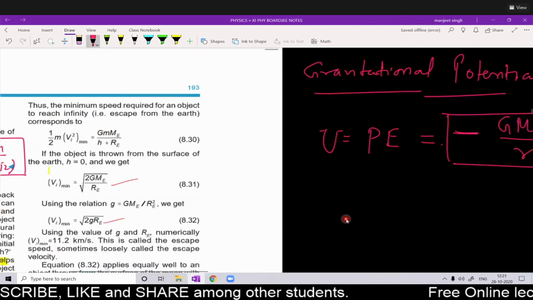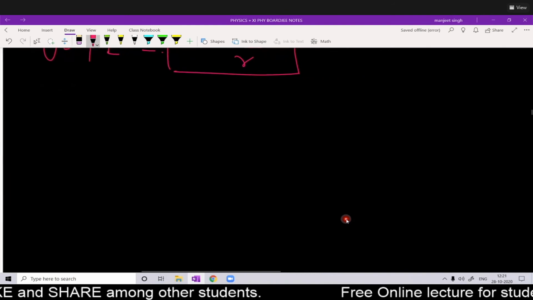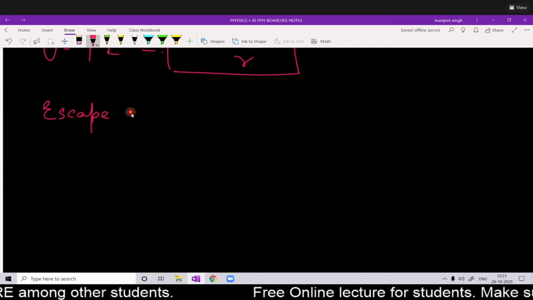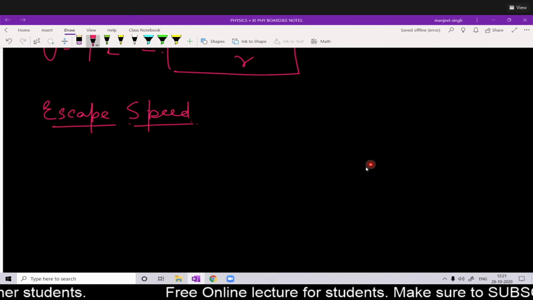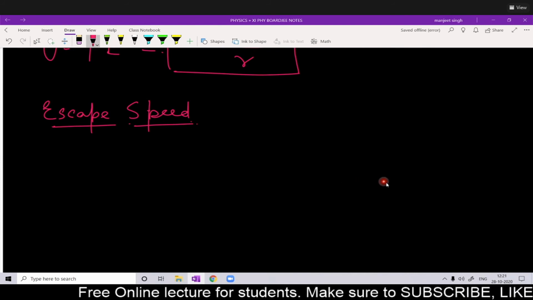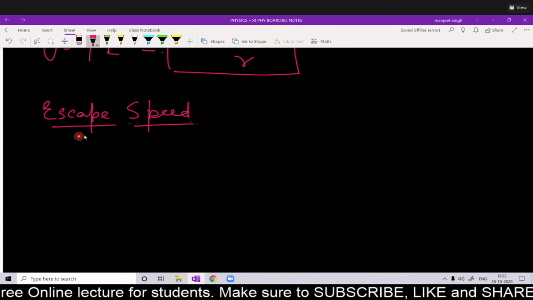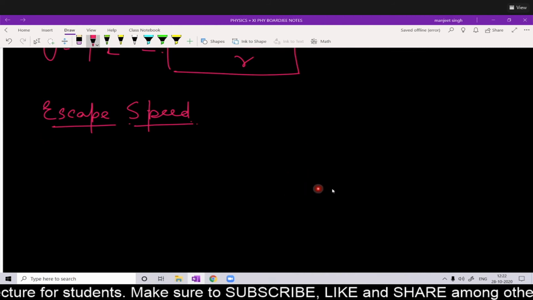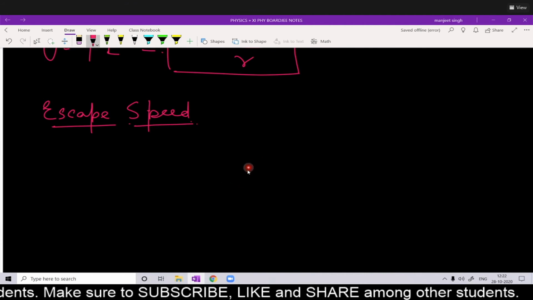Okay, what is the escape speed? Let us suppose you throw a stone upwards from the surface of the earth. If you throw a stone upwards, it will come down in your hands. So whatever thing has been thrown up has come down. But if you launch a rocket, if you launch a satellite with the help of a rocket, you see that satellite goes outside the earth and revolves there. It doesn't come back to earth.